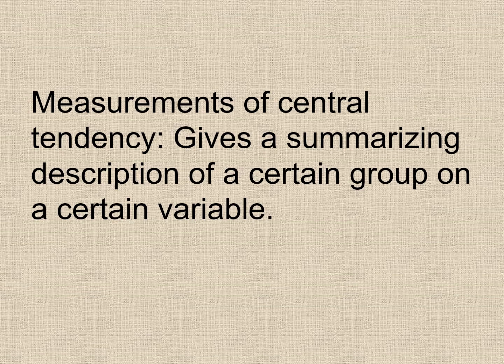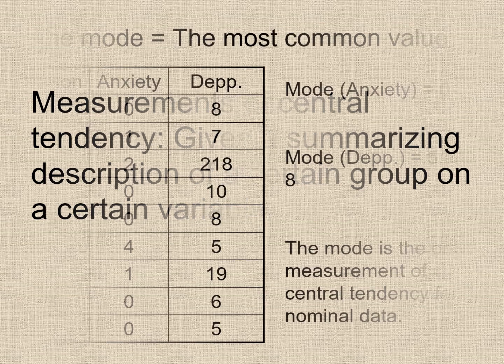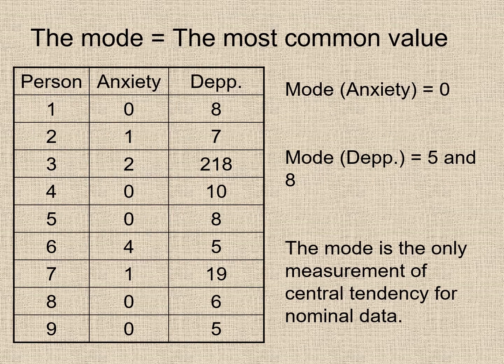So we're going to have a look at 3 different measurements of central tendency, namely the mode, the median, and the most popular, the average. The mode is one measurement of central tendency, and it equals the most common value.